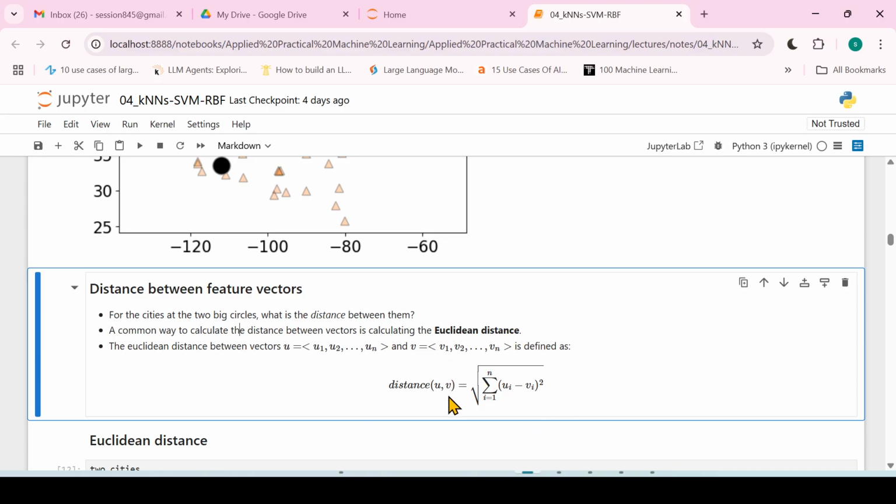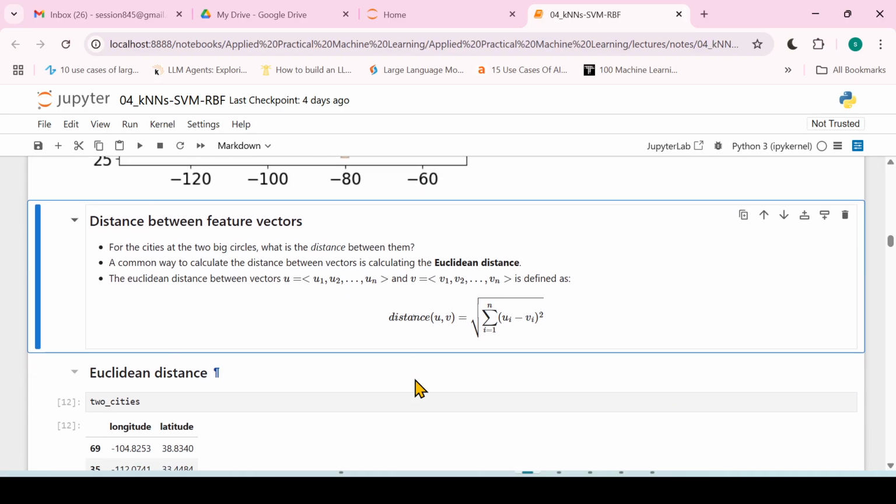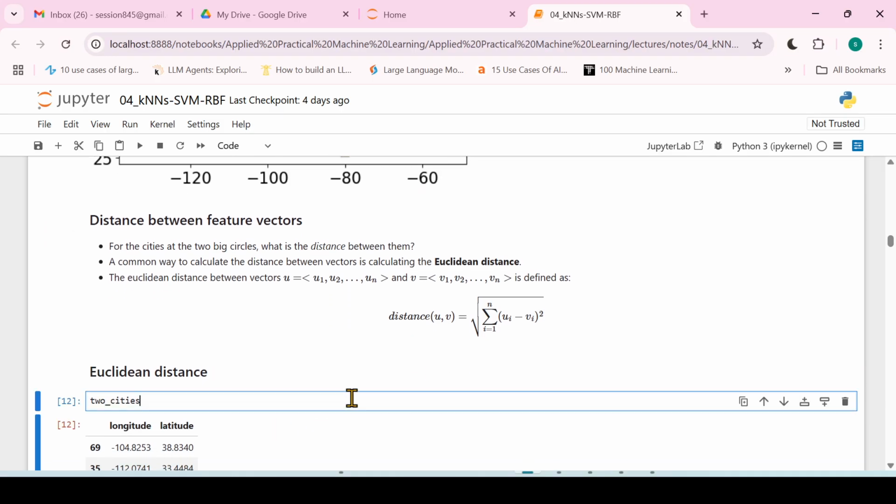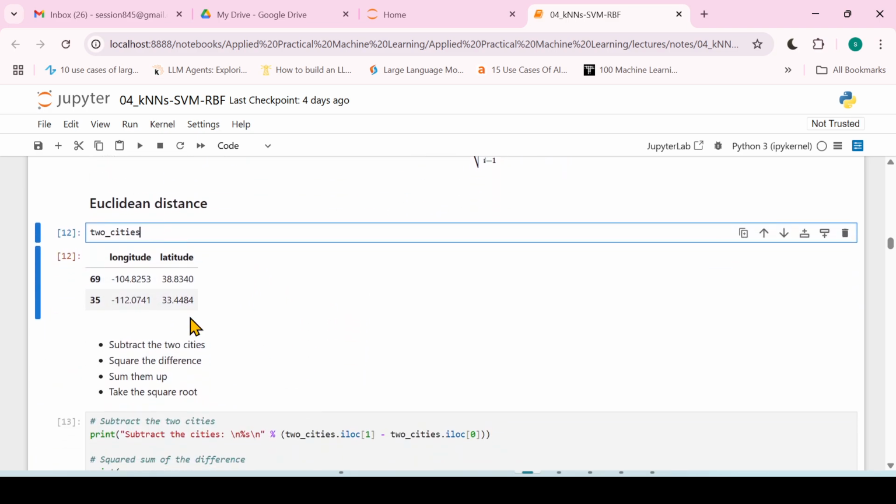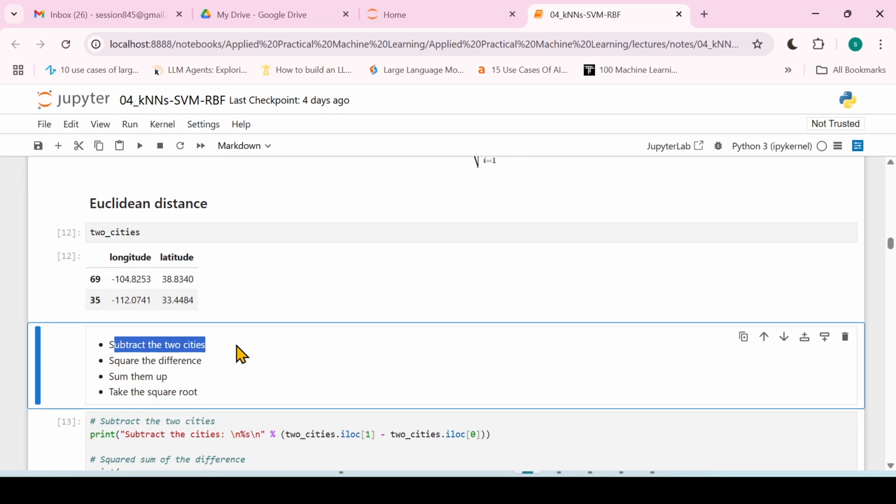This is the formula we have for the Euclidean distance: u minus v, the square of those differences, then we take the sum over all the positional vector values, and then we take the root of that, right? That is how we calculate the Euclidean distance between two vectors. Now let's try to calculate it. Here we have taken these two cities. The first thing is we need to do the subtraction. We need to do the square after that. After that we'll sum them up, right? And then we'll take the square root.